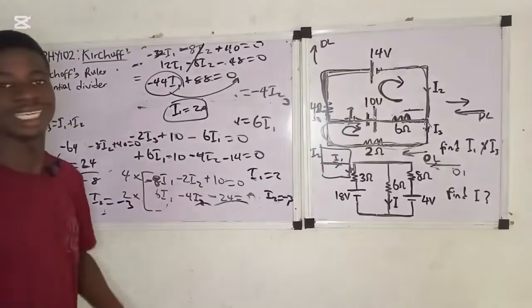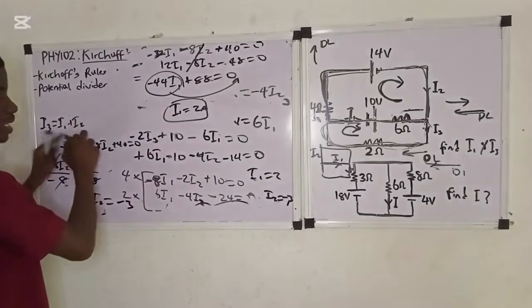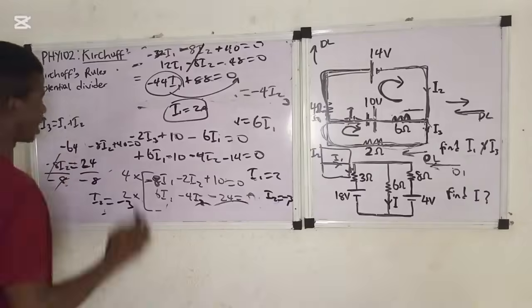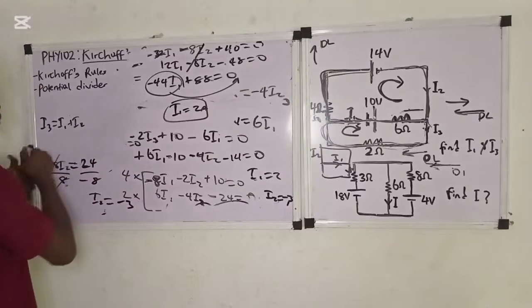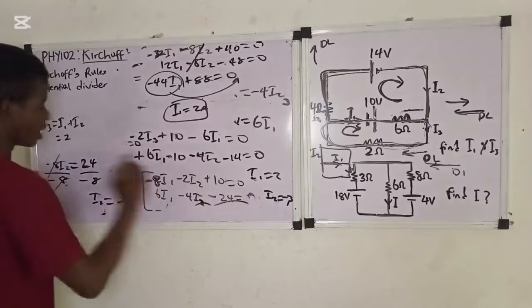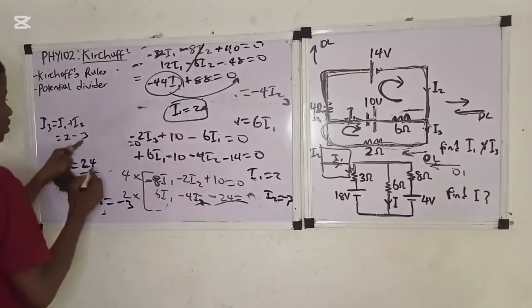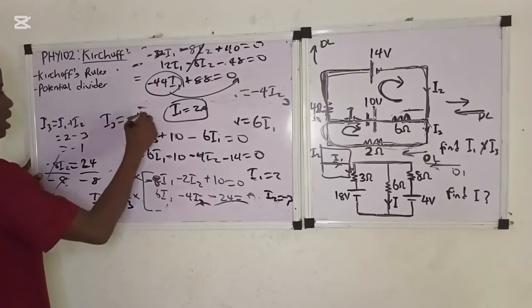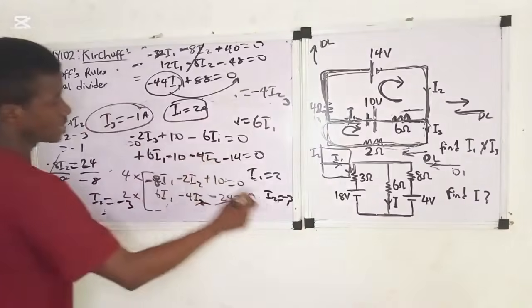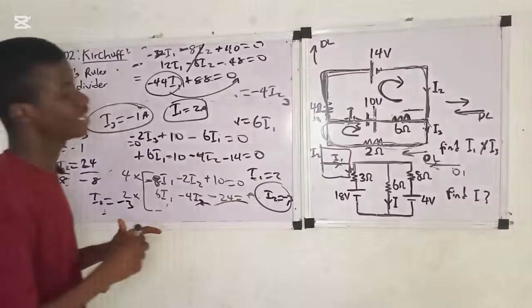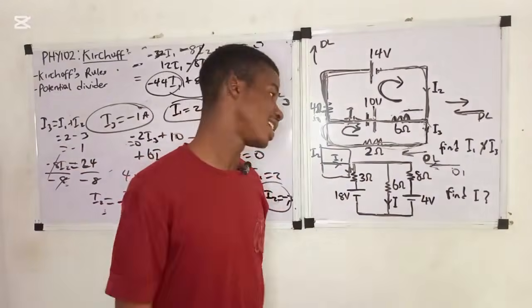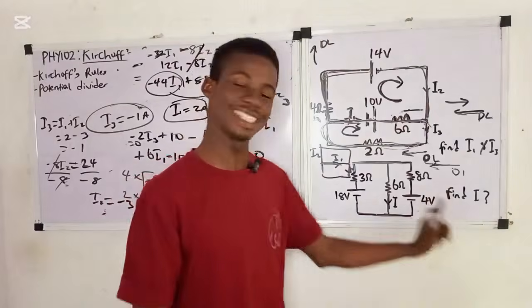Then what about I3? It's very easy. Let's add the two together. Remember, from the original equation, I3 is equal to I1 plus I2, right? So I1 is 2, I2 is minus 3. So 2 minus 3 gives us minus 1. Therefore, I3 is minus 1 ampere. So that is it. Then this other equation, I think you guys can solve it.